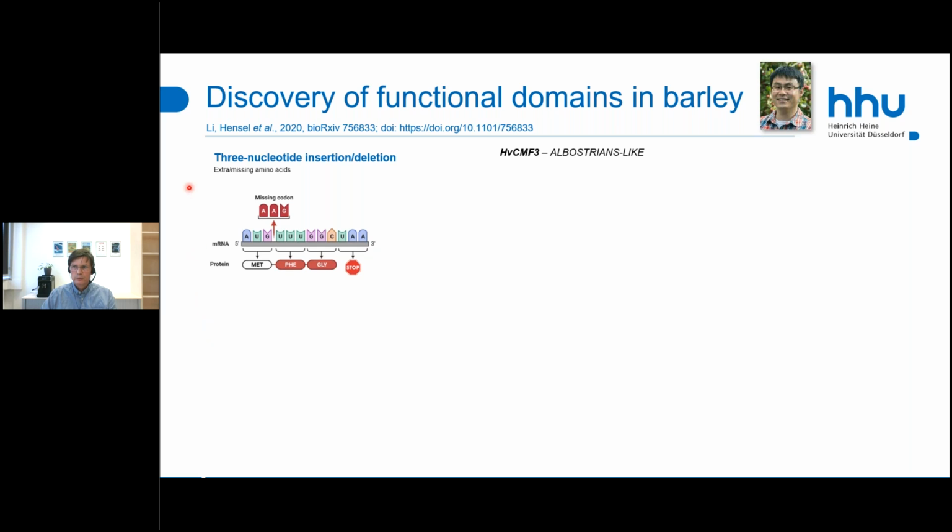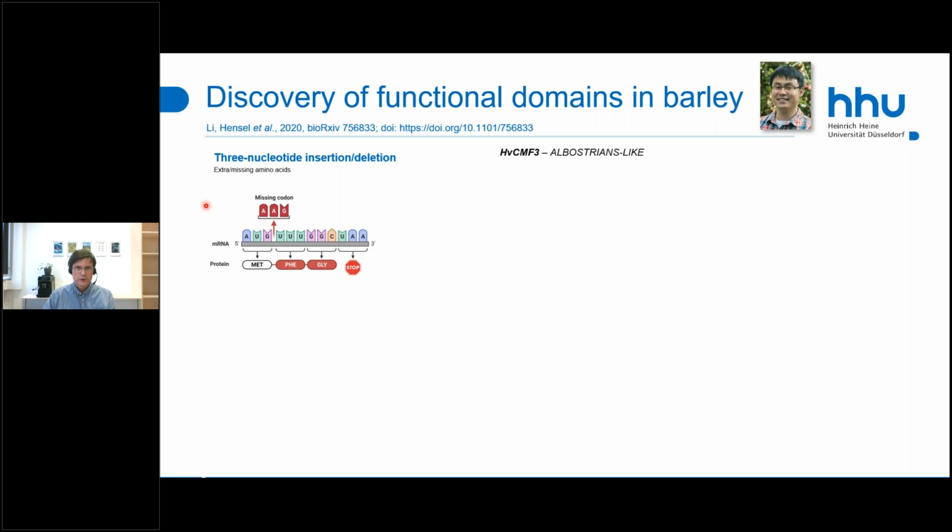Another outcome of this site-directed mutagenesis could be that you delete codons. This means that you have a deletion of 3, 6, 9, 12 nucleotides. Therefore, you can alter your protein sequence without abolishing it. You just take out one or several amino acids. And this can also be used for the discovery of functional domains.